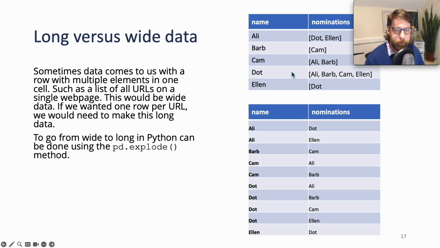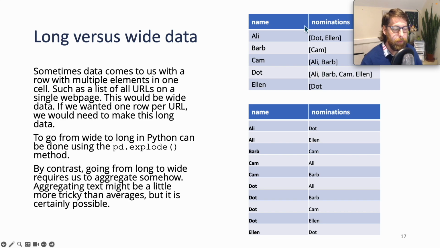We can see here, once we've exploded, we now have 1 row per Ali and Dot, and then 1 for Ali and Ellen, and so forth down the line. Now imagine that instead of this, you do happen to have them in their own column. So you have nomination 1 is Dot, and nomination 2 is Ellen, and nomination 3 is Cam, and so forth. Then you can use a different command. You can use melt for that as well.